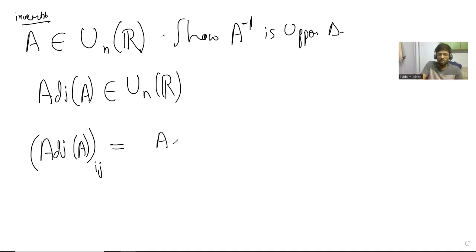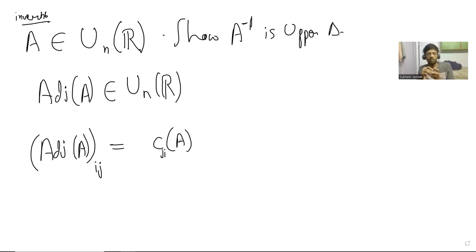I should say maybe Aij, or maybe cofactor C of A, Cij of A, right? So the cofactor at j comma i is placed at i comma j. That is the adjugate matrix. That's the definition. All this looks very artificial, but it is not. Maybe I don't have the time to say it now. This matrix has these entries.